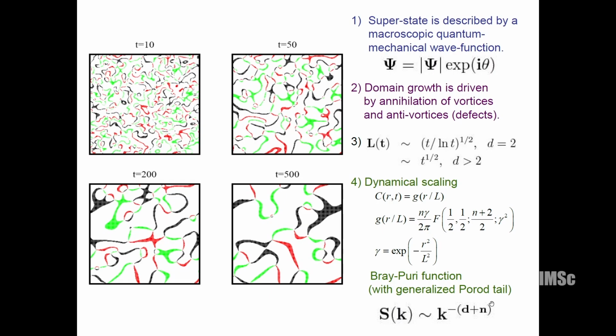Again, in general it is a non-equilibrium process, so the scaling function should depend on r and t, but here it depends on the collapsed scaling variable r over the length scale, and we actually were able to obtain this function. It is a hypergeometric function, but we were able to solve for it.